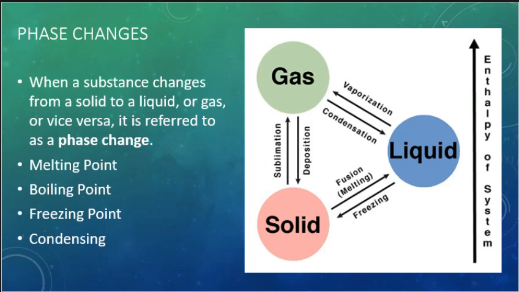All right, so when it changes phase, we call that a phase change, and we call it melting point, boiling point, freezing point, and then the word condensing. So you can see in each one of these cases here, if I have a gas, it can be condensed back into a liquid.